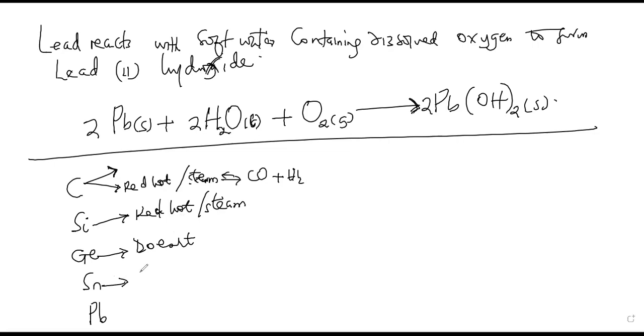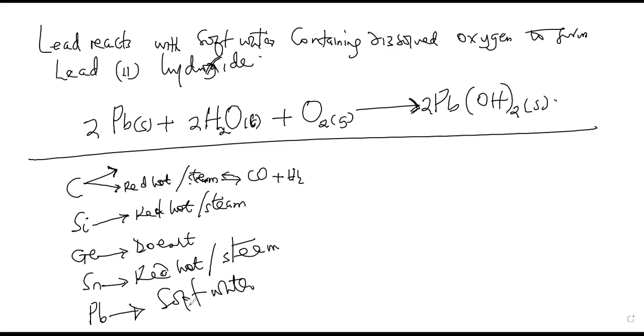Tin must be red hot and reacts with the steam too. Lead just reacts with soft water containing dissolved oxygen. So you need to know under what conditions and what products you form. Those are the reactions with oxygen and with water.